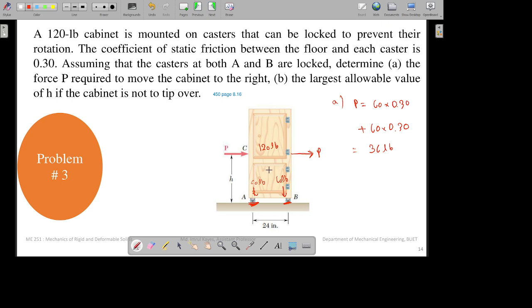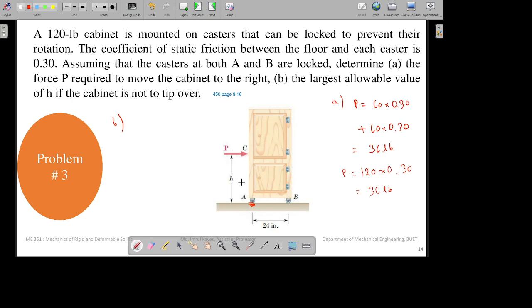You can also think of it in that manner: 120 pound is there, so P will be directly 120 multiplied by 0.30. So it's your choice how you think. So the value of P is 36 pound for question number A. Now let's move to question number B. Let me erase it.